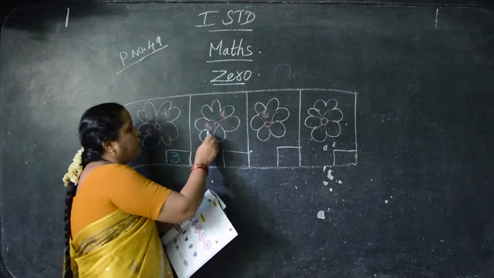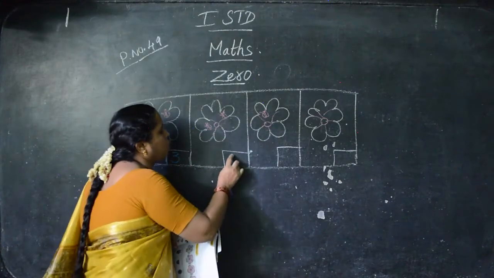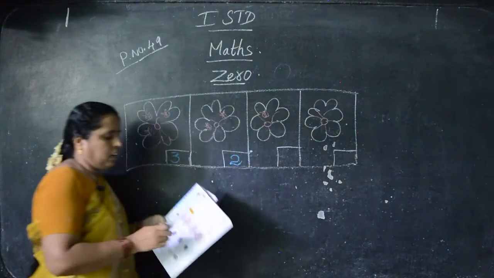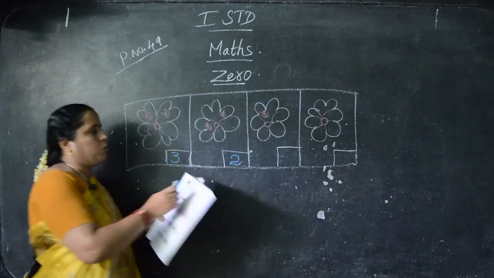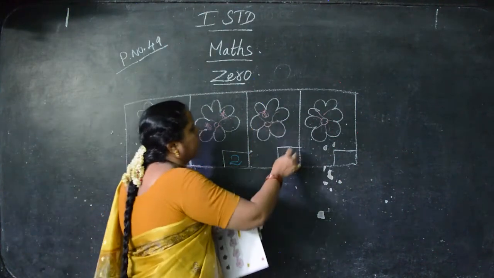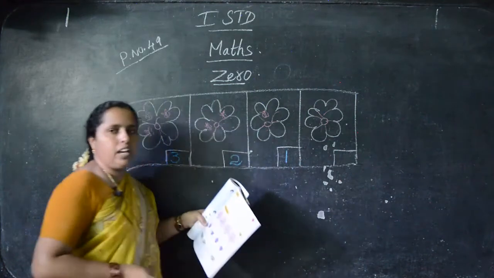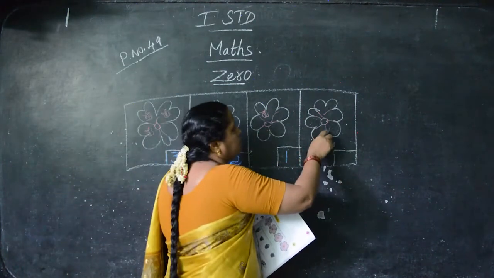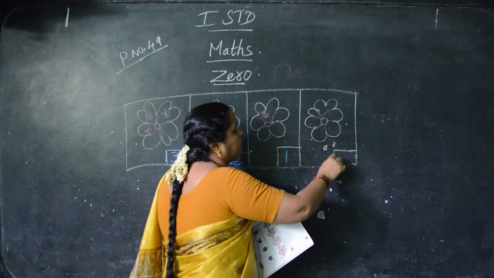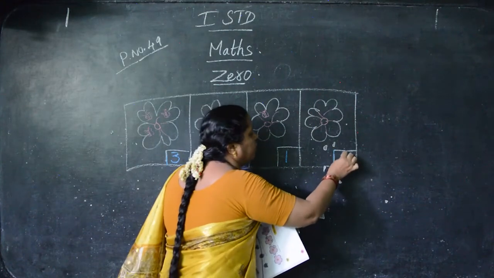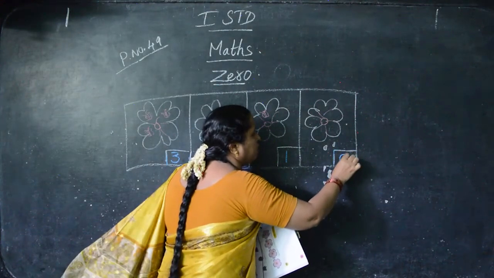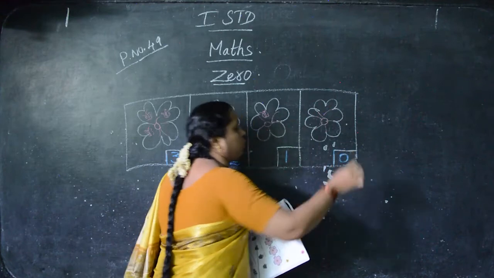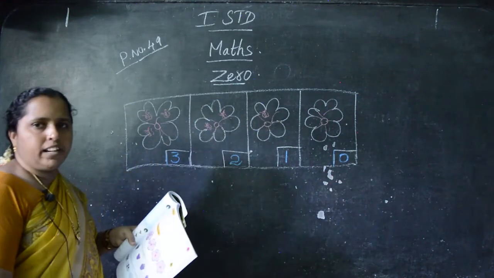In the second flower, how many butterflies? 1, 2. So 2 butterflies. Here you have to write 2. In the third flower, how many butterflies? Only 1. Okay. In the last flower box, how many butterflies are there? No butterflies. So there is 0. So this is the 0. Understand, children? Have you understood this one?